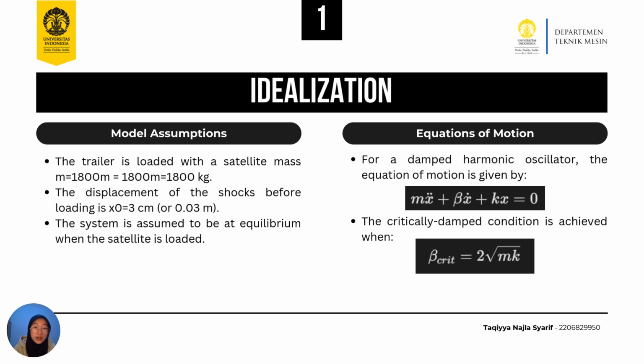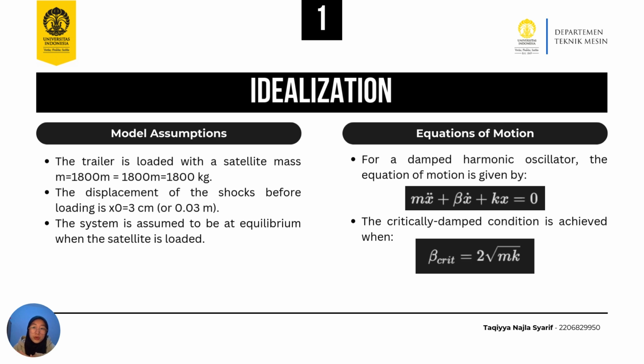Next is the idealization. We have the model assumption and then the equation of motion. In the model assumption, the trailer is loaded with a satellite mass of 1,800 kilograms, the displacement of the shocks before loading is 3 centimeters, and the system is assumed to be at equilibrium when the satellite is loaded.